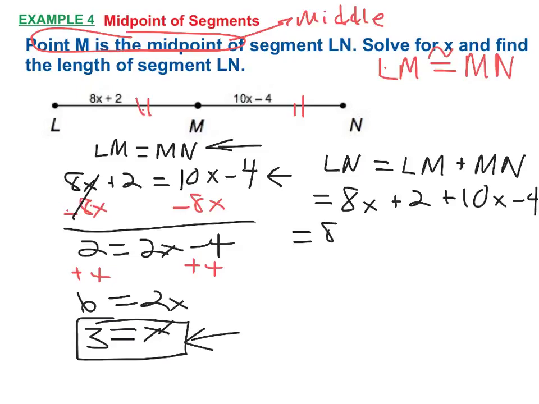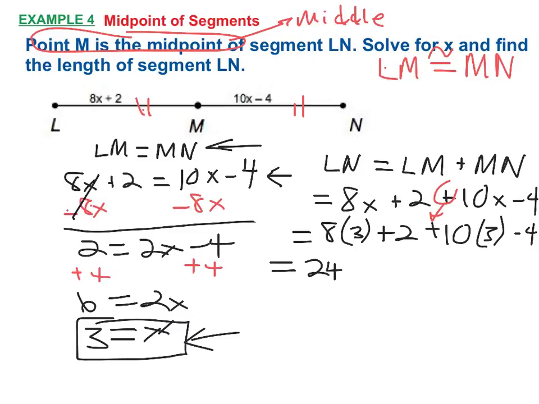So that's going to be 8 times 3 plus 2, is plus, because that's what we have right here. We're just bringing it down. 10 times 3 minus 4. And you could put that all in your calculator right now, or you could break it down for one more step. So 8 times 3 is 24, plus 2. 10 times 3 is 30, minus 4.